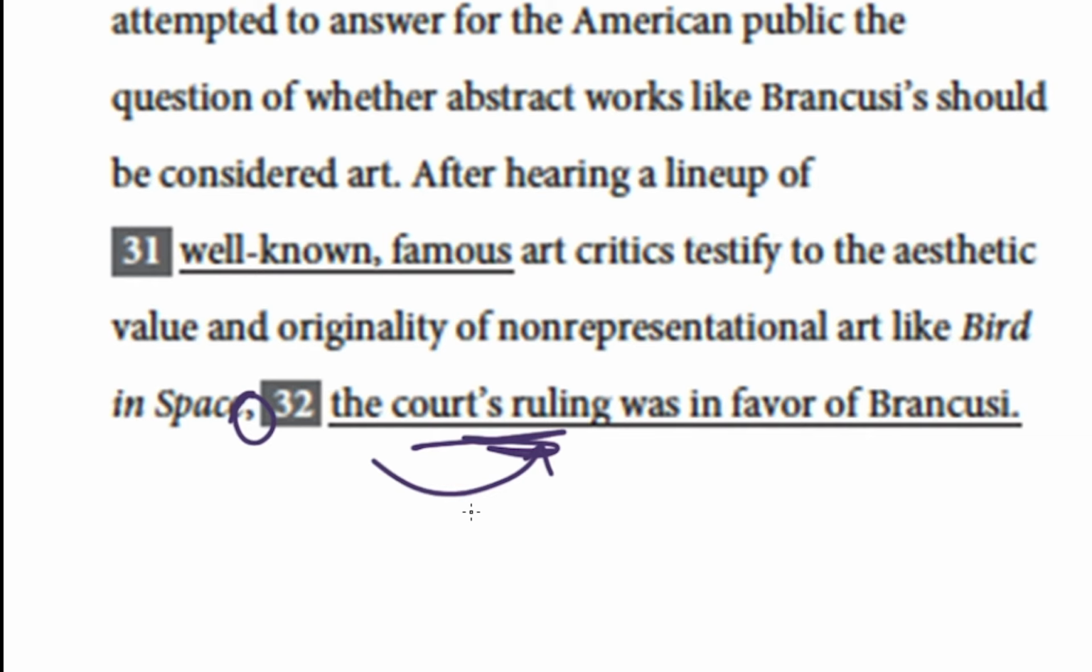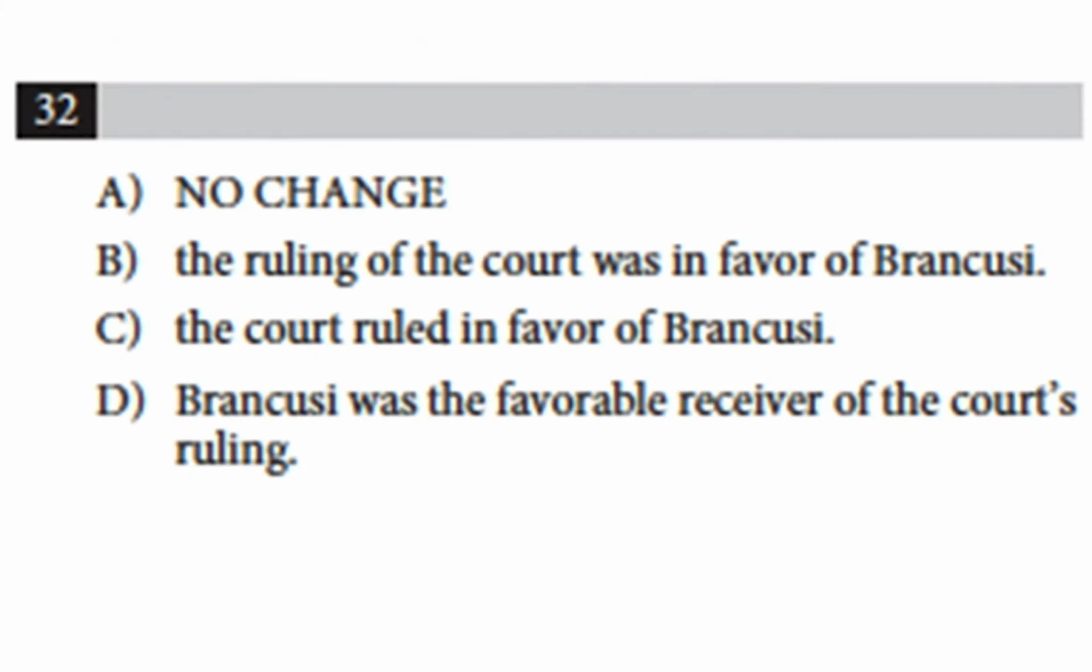And remember, the other top tip is to focus on only what can be changed. The modifier part is underlined, so we'll need to move the noun. So after hearing a lineup of critics testify, the court ruled in favor, or the court made a ruling in favor of Brancusi. Whatever the choice ends up being, the noun that's going to be modified is the court, because the court is the body that heard testimony. So let's look at the choices.